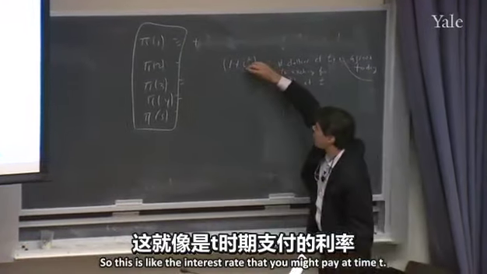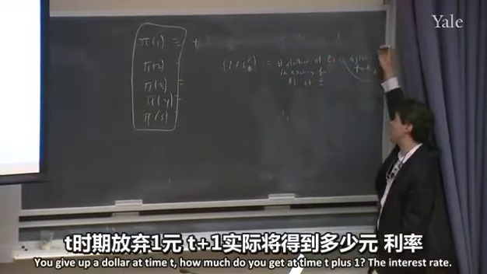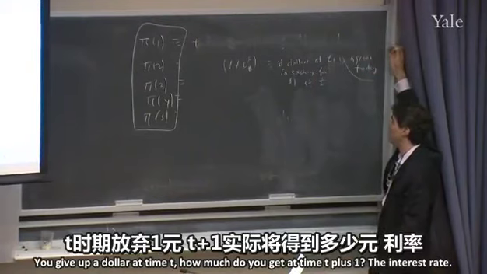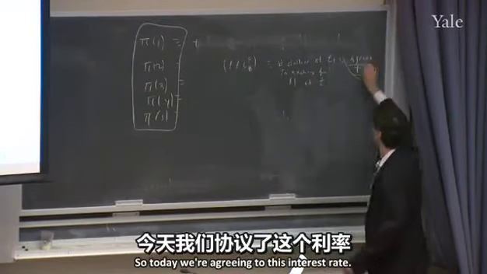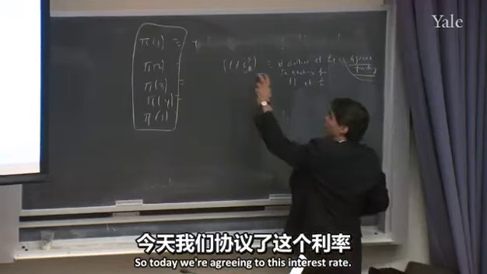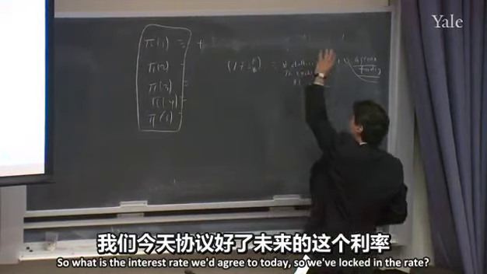So this is like the interest rate that you might pay at time t. You give up $1 at time t. How much do you get at time t plus 1? The interest rate. But we're not there yet. We're agreeing to it today. So today, we're agreeing to this interest rate. Okay, so what is the interest rate we'd agree to today? So we've locked in the rate.